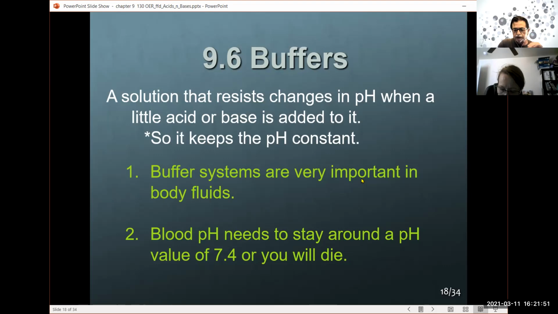Okay, so that's all a buffer does. It keeps the pH value constant, or whatever value you're striving to be at. We use that a lot in chemistry. We're doing reactions. We want to maintain a specific buffer range.